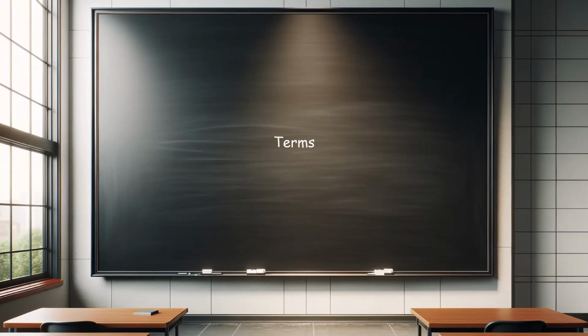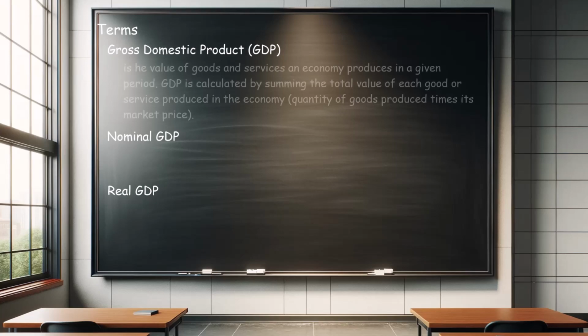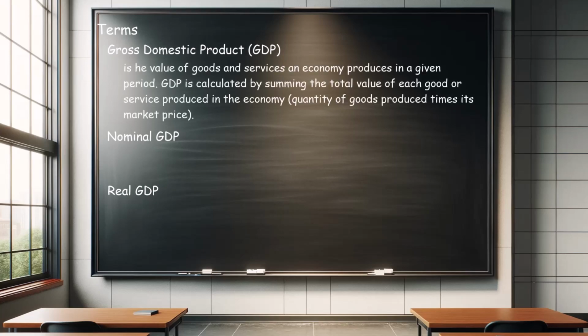Before looking at the topic of the GDP deflator, let's take a minute to review the concepts of GDP, nominal GDP, and real GDP. Let's also look at the GDP deflator and how to calculate it. Gross domestic product is the amount of goods and services an economy produces in a given period. Economists calculate GDP by summing the total value of each good or service produced in the economy, or the quantity of each good produced times its market price.